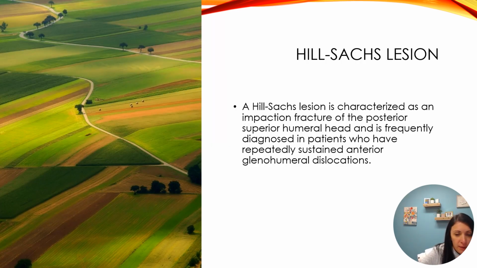For this next pathology, Hill-Sachs lesion is characterized by an impaction fracture of the posterior superior humeral head, and is frequently diagnosed in patients who have repeatedly sustained anterior glenohumeral dislocations.